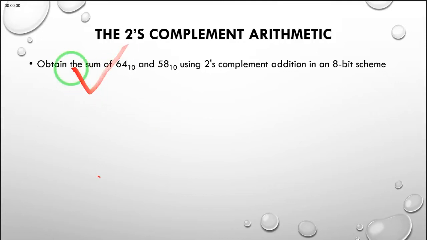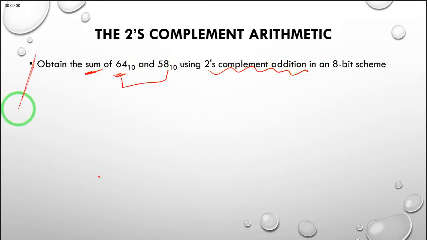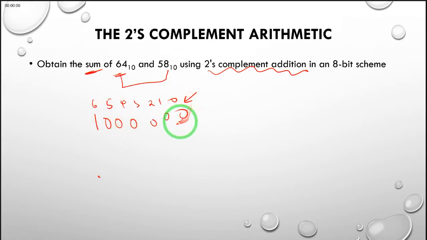We would like to obtain the sum of these two numbers using the 2's complement addition in an 8-bit scheme. So how do we do that? We know we can represent 64 as 2 to the power 6, and therefore this is equivalent to 1000000. These are the powers of 2, and this is how you would represent 64.